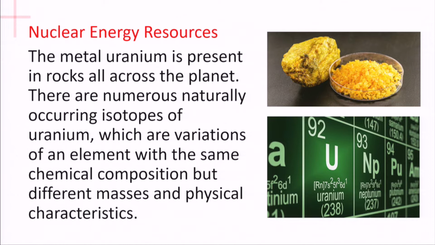Nuclear energy resources. The metal uranium is present in rocks all across the globe. There are numerous naturally occurring isotopes of uranium, which are variations of the element with the same chemical composition but different mass and physical characteristics. Uranium is the fuel most widely used to produce nuclear energy. That's because uranium atoms split apart relatively very easily. Uranium is also a very common element found in the rocks all across the globe.